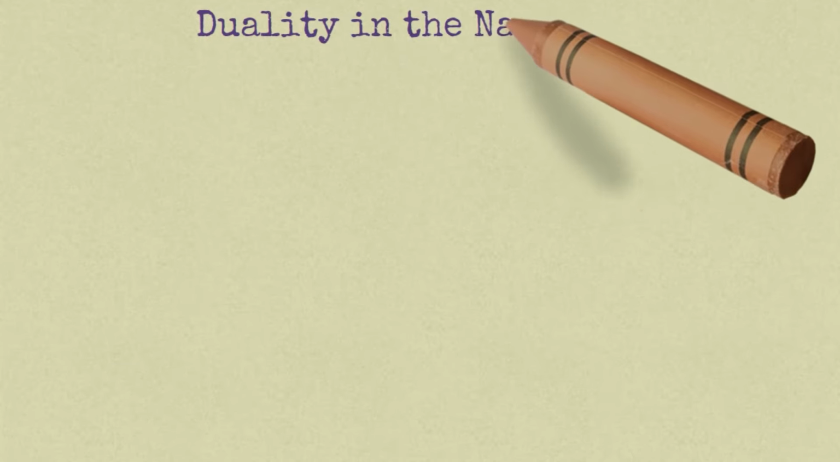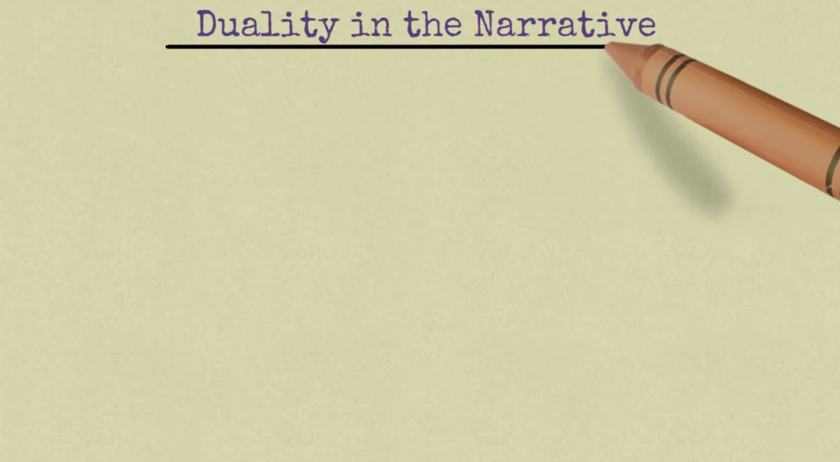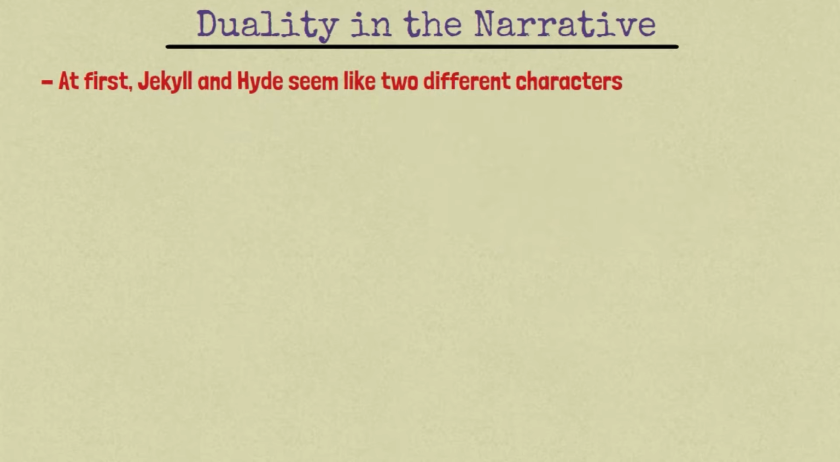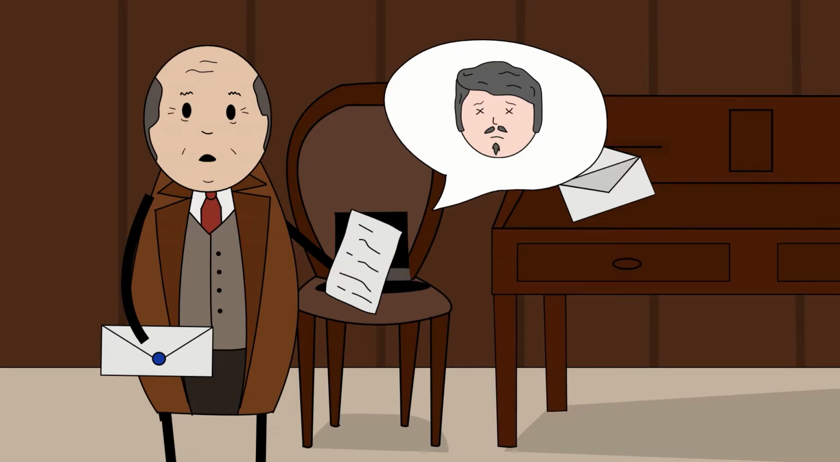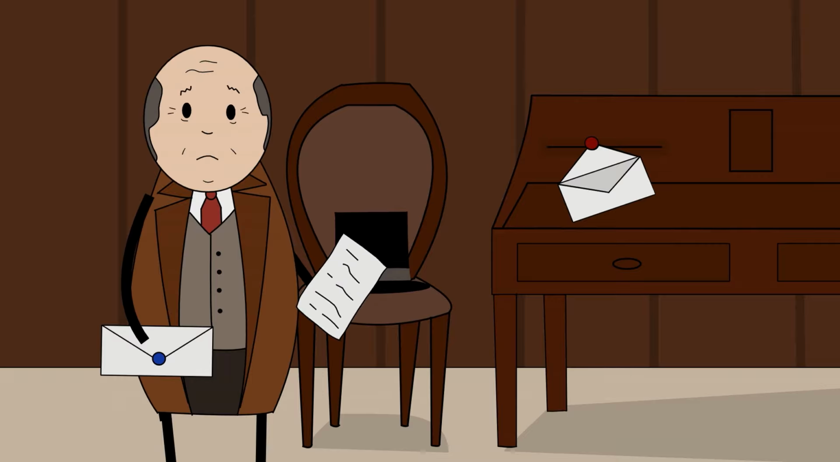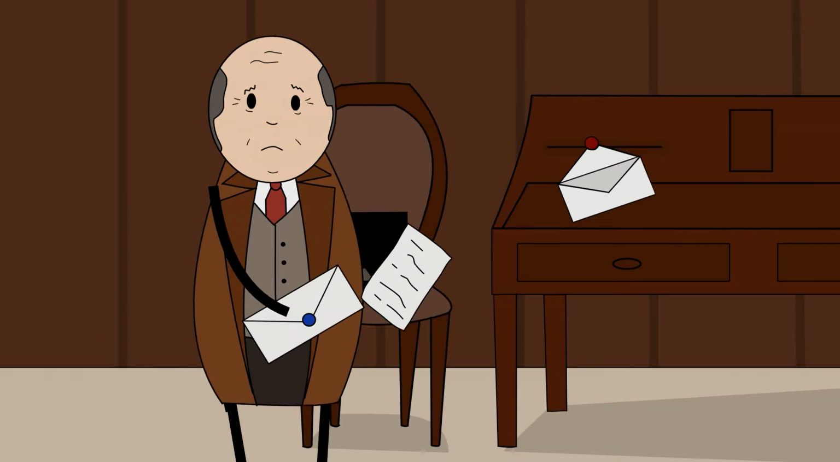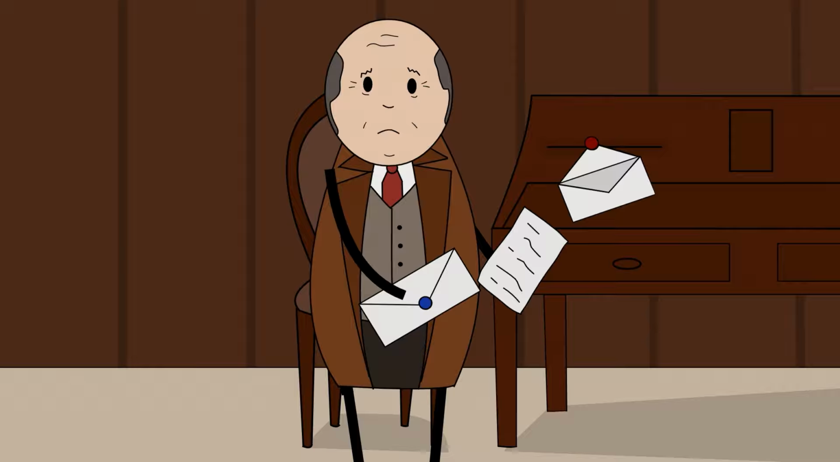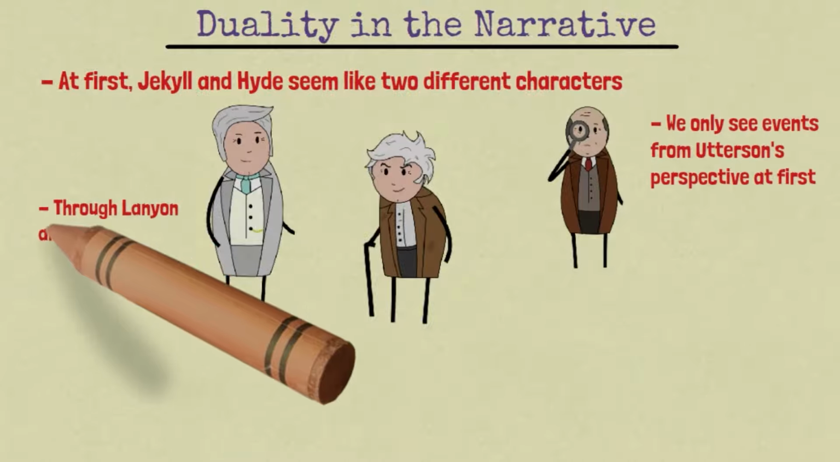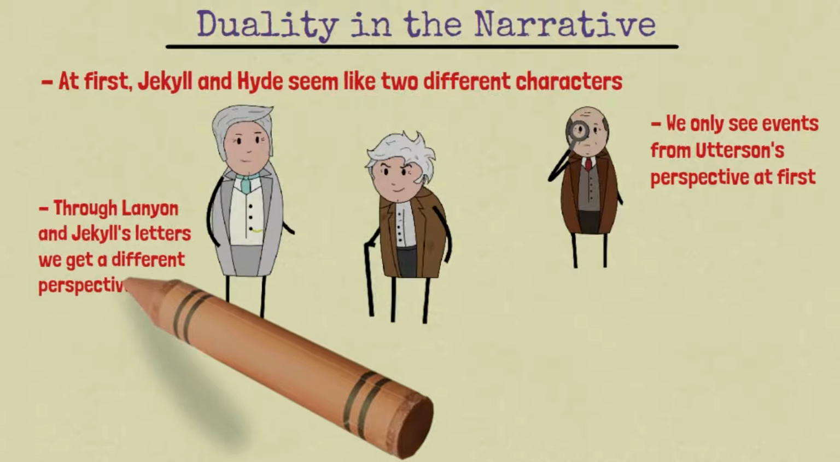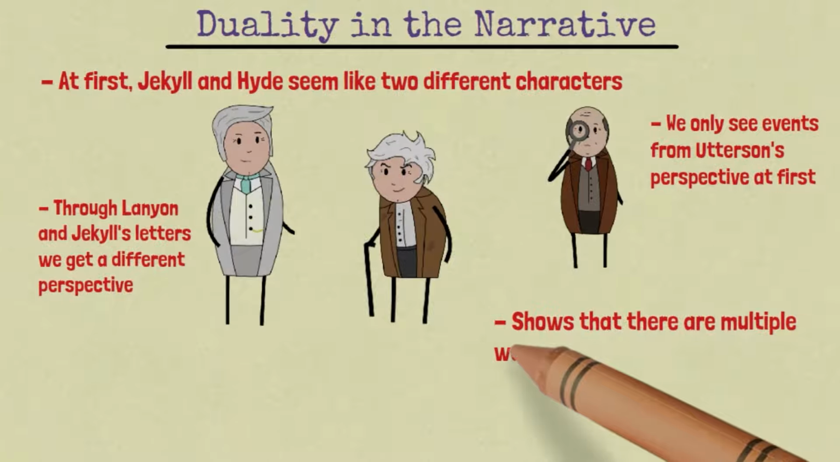Stevenson explores duality through the structure of the novella and how he tells this particular story. At first he leads us to believe that Jekyll and Hyde are two different characters through his narrative, which at first follows Utterson's investigation of the mystery. It is only at the very end of the novel that we receive the missing pieces of the puzzle, and come to realize that Hyde and Jekyll are the same person, through the letters left by Dr. Lanyon and Dr. Jekyll. This gives a different perspective of the story through their eyes, and shows that there are multiple ways of viewing the same events.